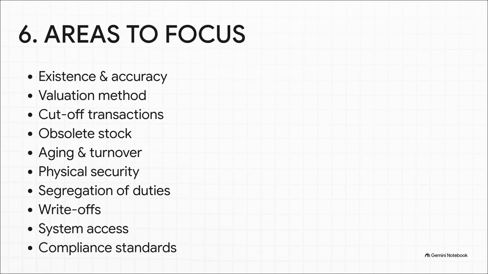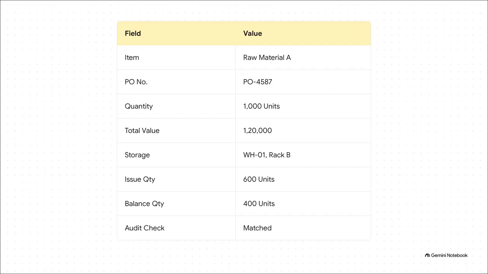And this brilliantly illustrates where an auditor's magnifying glass actually hovers. The exact areas to focus are existence and accuracy, valuation method, cutoff, obsolete stock, aging and turnover, physical security, segregation of duties, write-offs, system access, and compliance. And when we talk about compliance, we absolutely must explicitly ensure it aligns with standards like IND AS 2 or IAS 2, no exceptions.